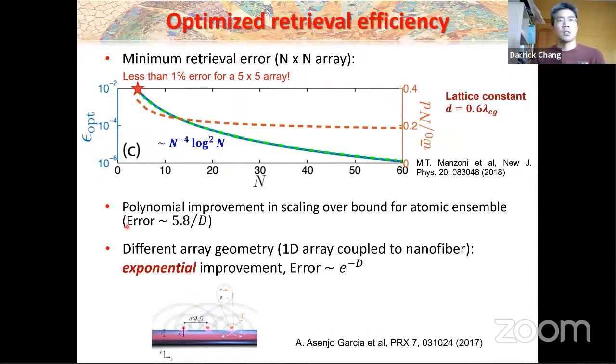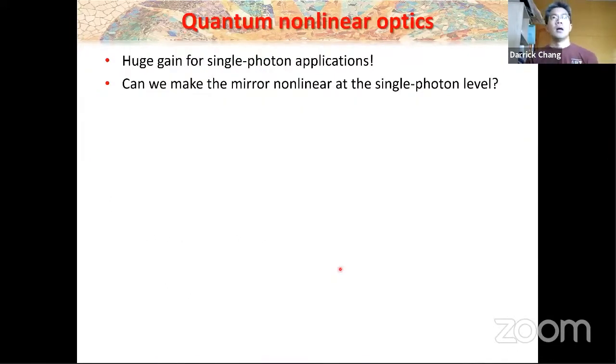Maybe also interesting is that this polynomial improvement isn't really even the fundamental limit. So if you change geometries a little bit, in particular, if you go to a 1D array, where the 1D array is coupled to a nanofiber, the guided modes of a nanofiber, you can actually derive an exponential improvement, where now the error is exponentially small in the optical depth of the system. So that's neat. Now that you exploit wave interference, you find that you get a huge gain for single photon applications like a quantum memory.